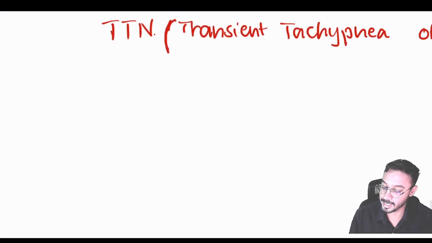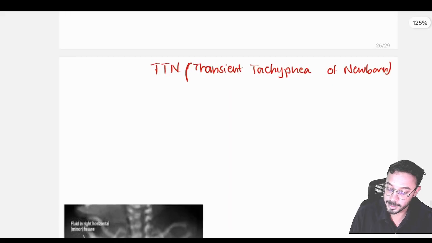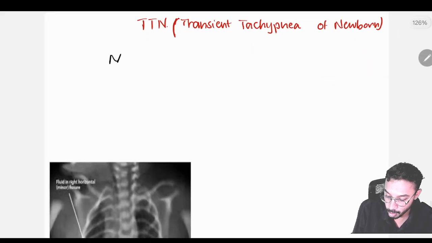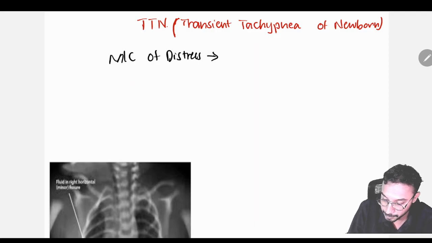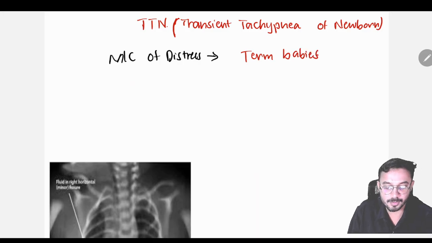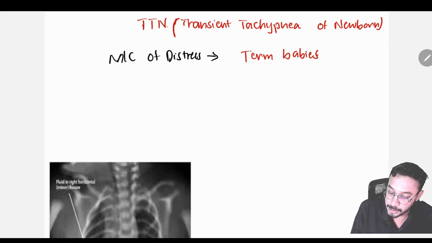And next, transient tachypnea of the newborn. Tell me, this is the most common cause of distress in term babies. In preterm it is RDS, and this is in term babies. So this is about transient tachypnea in a newborn. So what actually happens in this transient tachypnea is, tell me what is happening.